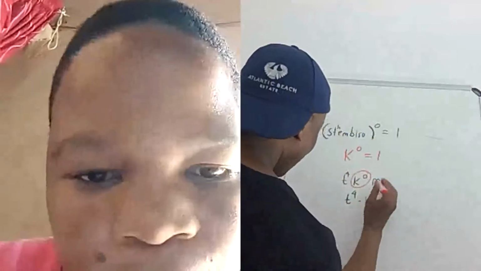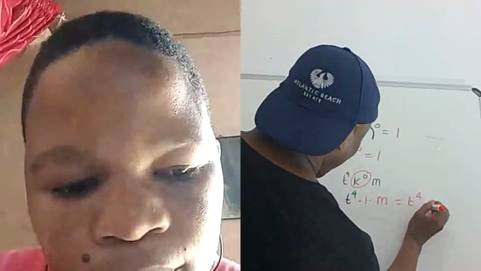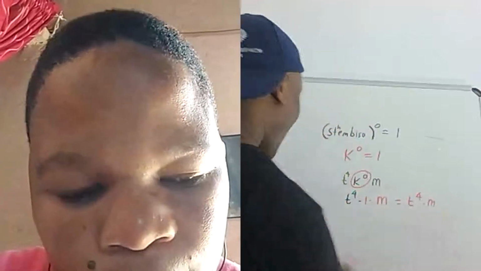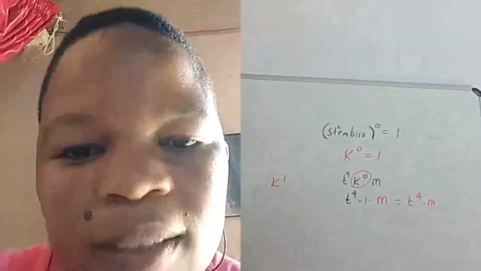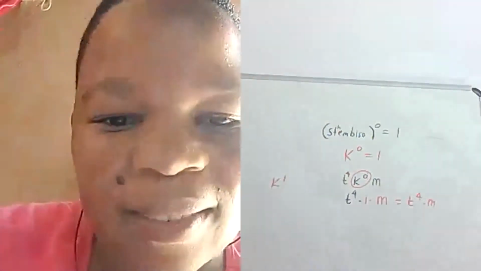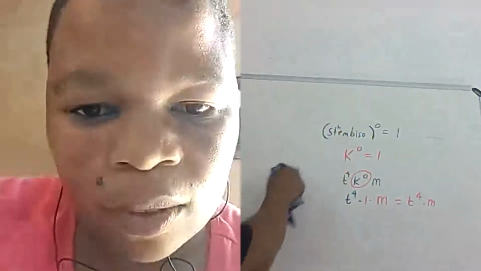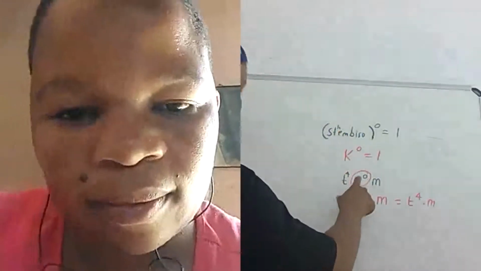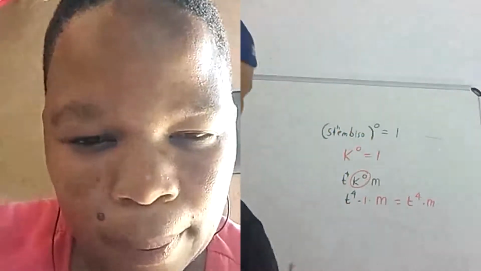So this is going to be 1 times m, and this is going to be t power 4 times n, because 1 times anything is itself. 1 times 10 equals 10. Do you understand that? Sthembiso? Yes, I do understand. Okay. So remember that anything power 0 equals 1. That base with its power together equals 1. Okay, let's see an example here.